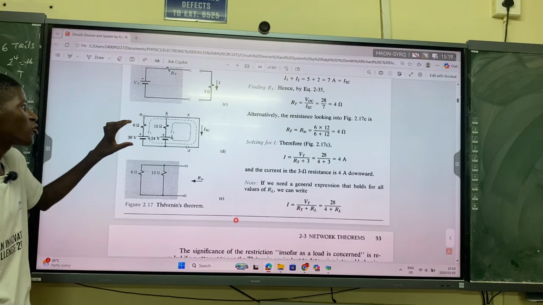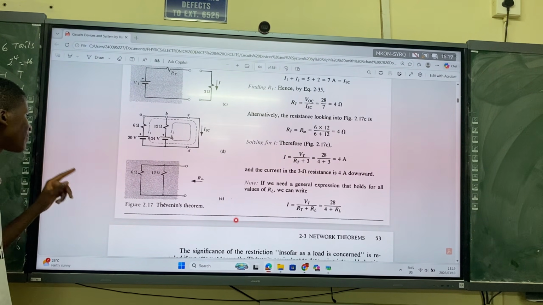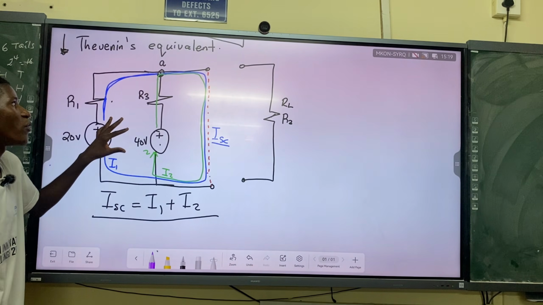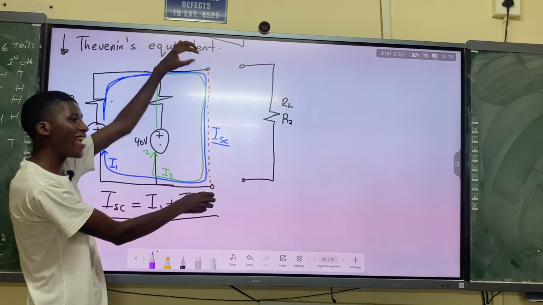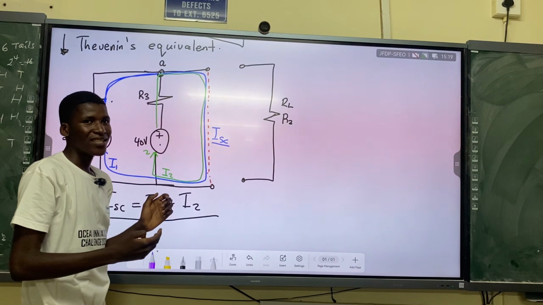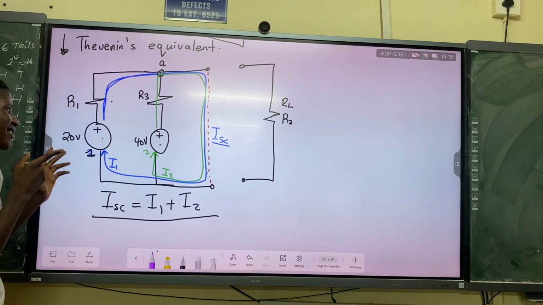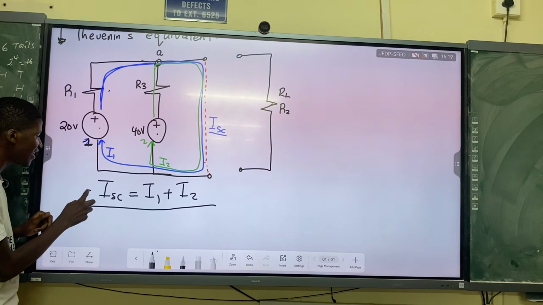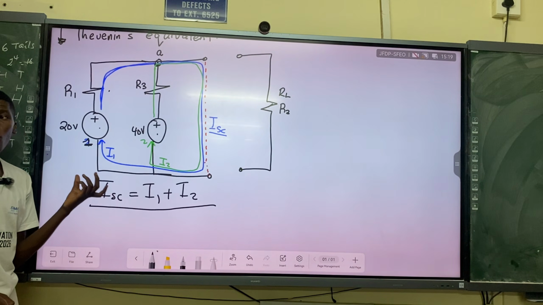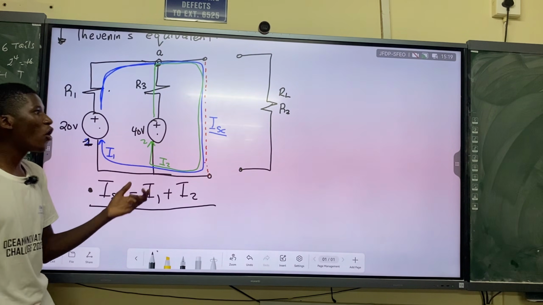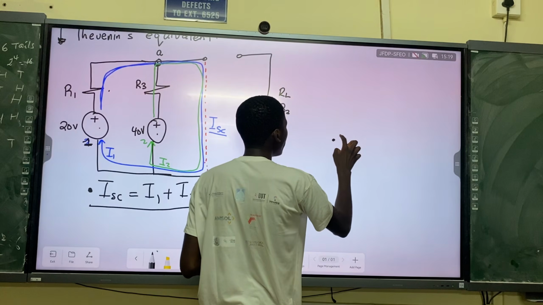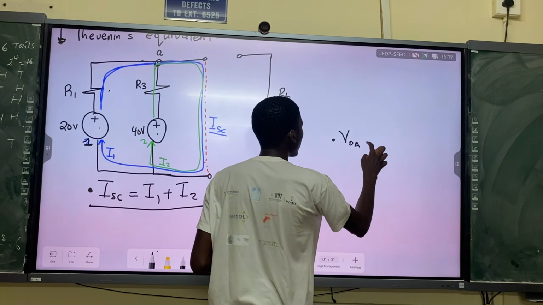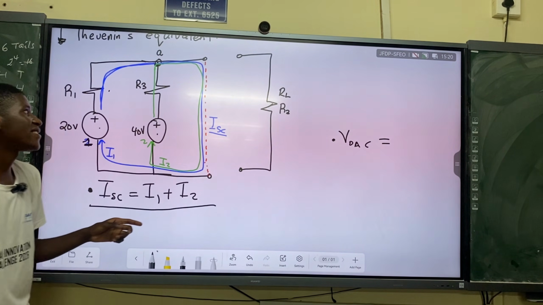So actually we're supposed to have two diagrams, but to simplify things, we just put it all in one to say it is open circuit and it's also short circuited. So now we know how to find the short circuit current. And for the open circuit voltage, when it comes to voltage, we measure it when we open a circuit.